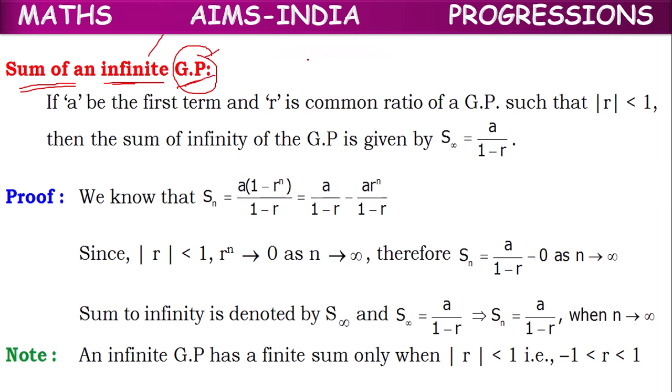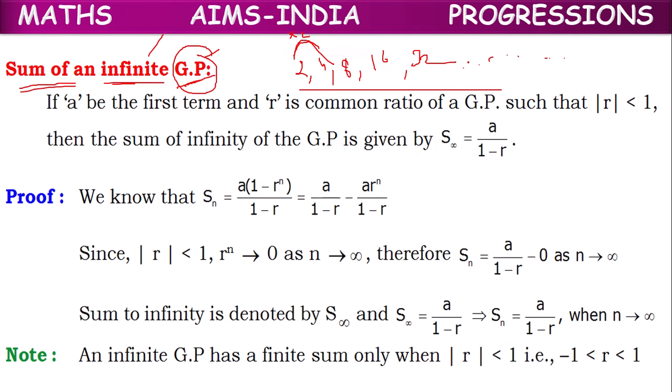Geometric progression is a sequence in which the common ratio is same throughout the sequence. Now 2 into 2, 4, 4 into 2, 8, 8 into 2, 16. Except the first term, all the other terms are obtained by multiplying a fixed number with its preceding number. That resulting sequence is called geometric progression.